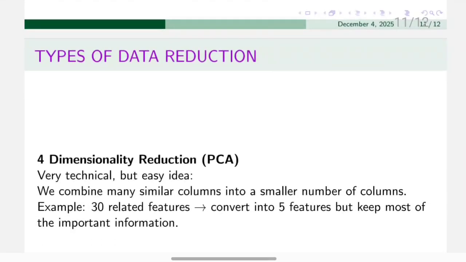Now dimensionality reduction. This is a very important topic, and I will make a big video on this. It means combining many related columns into fewer columns, so many to few. For example, if 30 related features are there, I will convert them into 5 important features but keep most of the information. I won't delete the information that is most required. I will keep that information, but convert it into 5 features. That is about dimensionality reduction.